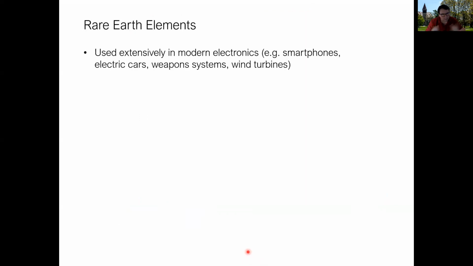So one of the hot topics in mineral resources, rather than trying to cover all of them, I'm going to cover rare earth elements. Rare earth elements are a big, important, particular type of mineral deposit. The biggest issue with rare earth elements is that they're extensively used in modern electronics, smartphones, electric cars, weapon systems, and wind turbines. If you want to know why your phone's getting so expensive, it's because it has so many rare earth elements in it.